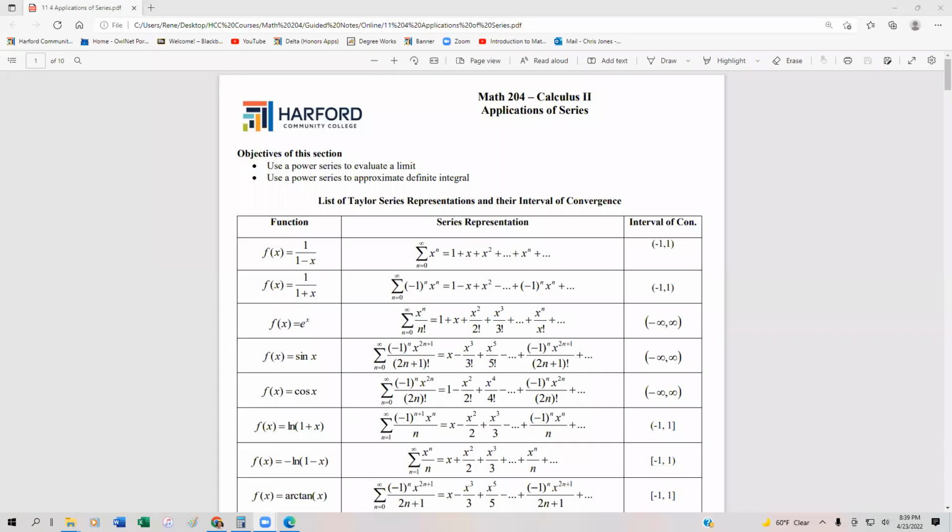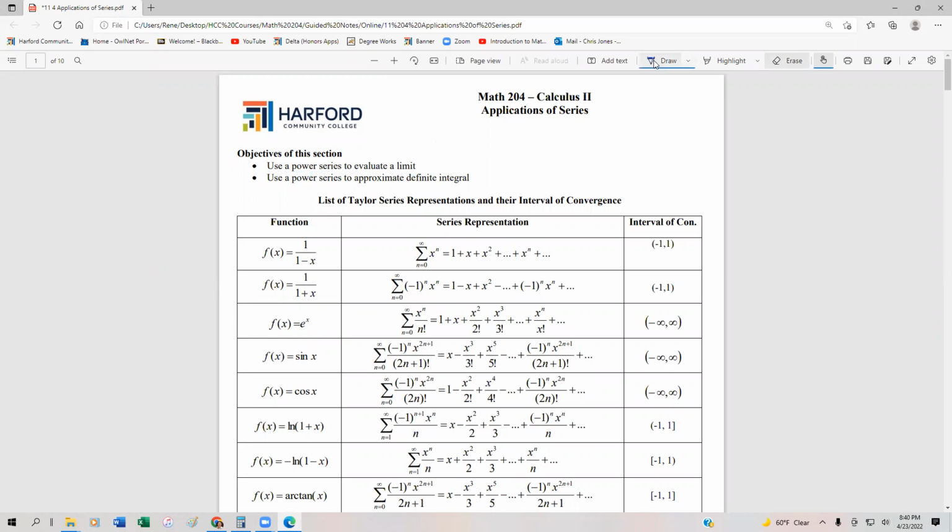In this final section of series, we're going to start taking a look at a couple of applications of using series to do calculus operations. Really two operations that we're looking at: use a power series to evaluate a limit and use a power series to approximate a definite integral.